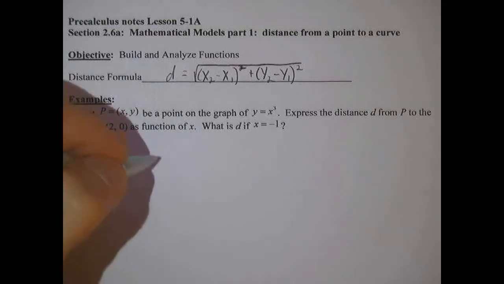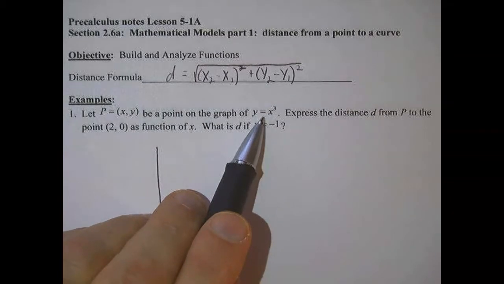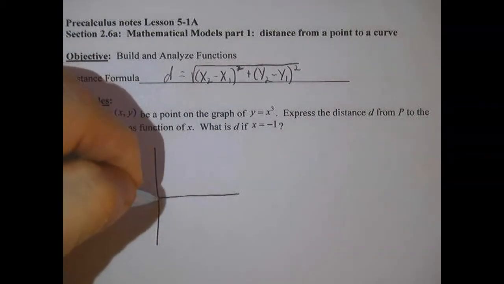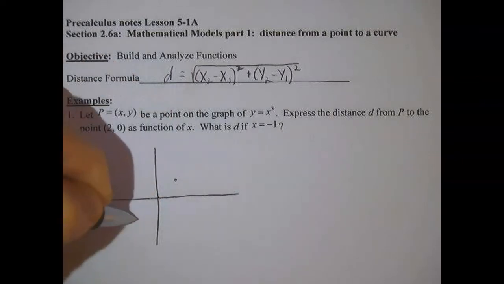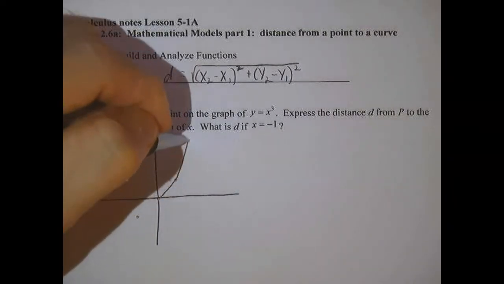All right, so let's start out with just a sketch of the curve that we're talking about, y equals x cubed. Kind of get a visual of what we're talking about here. So we have 0, 0, 1, 1, negative 1, negative 1. We know the general shape of the curve.